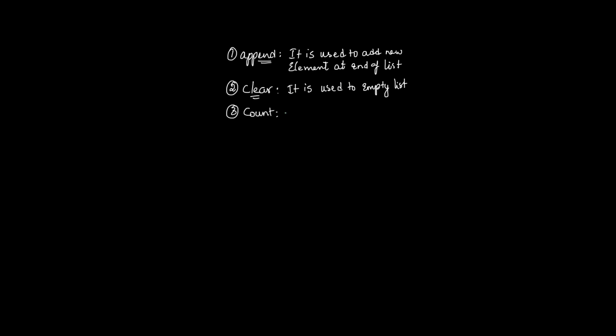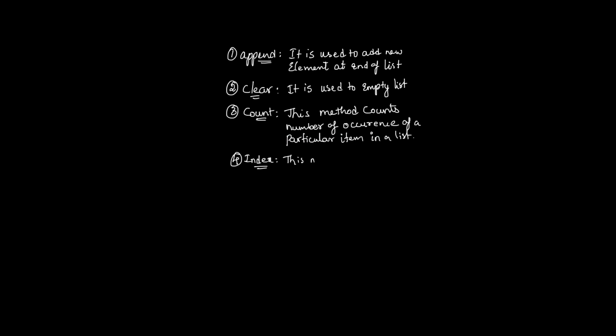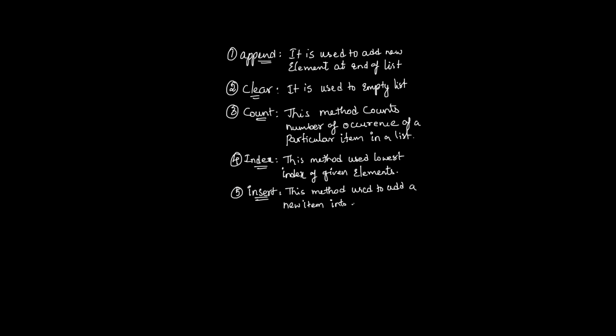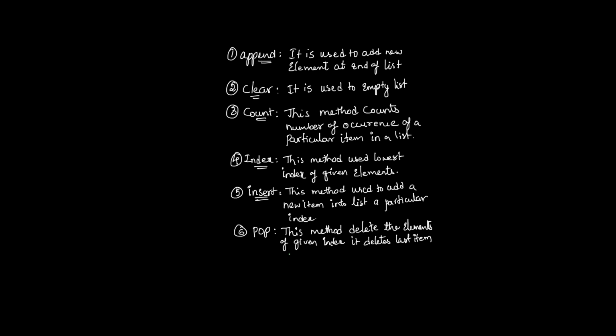Clear. It is used to empty the list. Count. This method counts the number of occurrences of a particular item in a list. Index. This method returns the lowest index of the given element. Insert. This method is used to add a new item into the list at a particular index. Pop. This method deletes the element at the given index. If we do not pass an index, it deletes the last item.